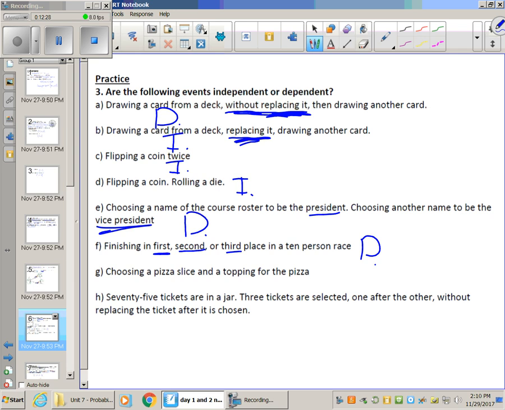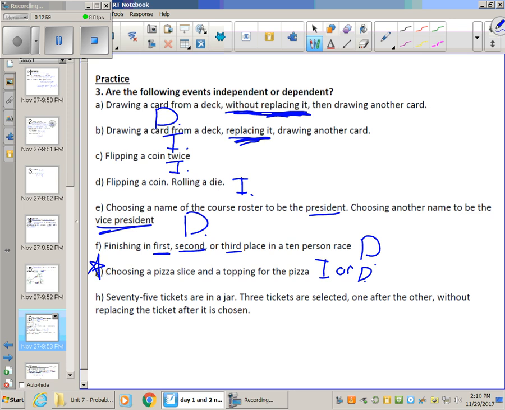Since this is a video, let's go ahead and give you the answer here. Every semester I have people argue on this one. I see the argument for both. I always say it's independent. A lot of people say it is dependent. So that's a tricky little one there. We'll come back and maybe discuss that as a class. Choosing a pizza slice and a topping for the pizza. They're saying, well, it depends on what the slice is. I don't get it. Personally, I think it's independent.